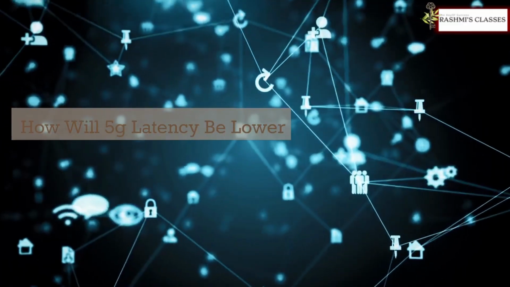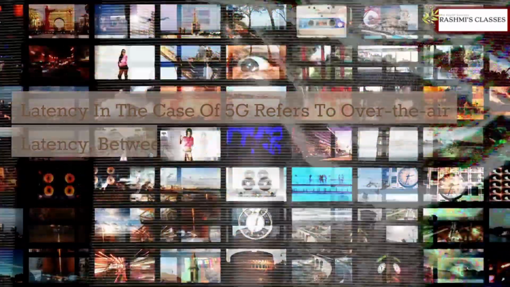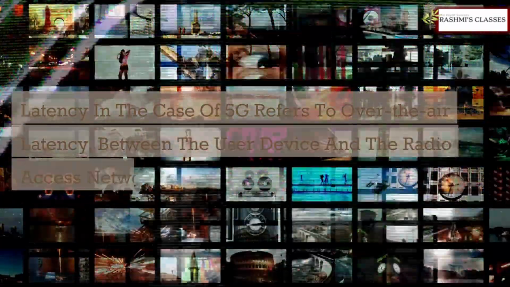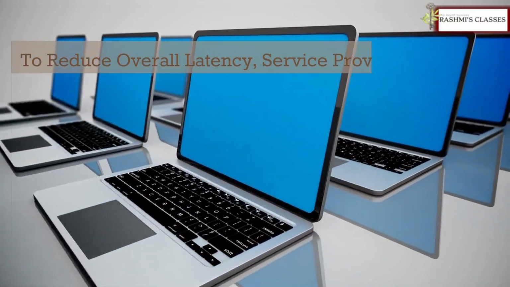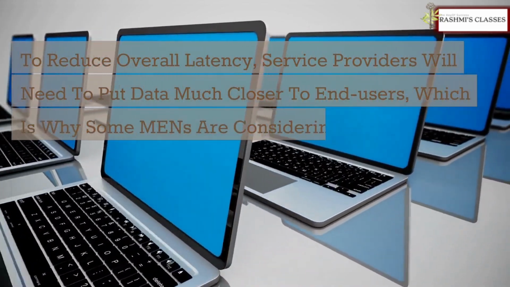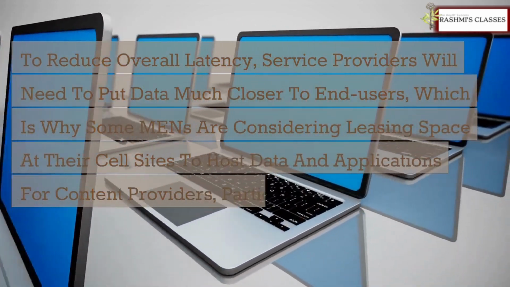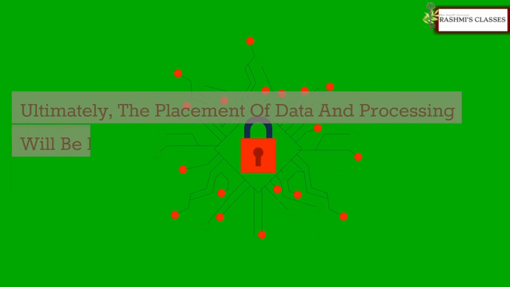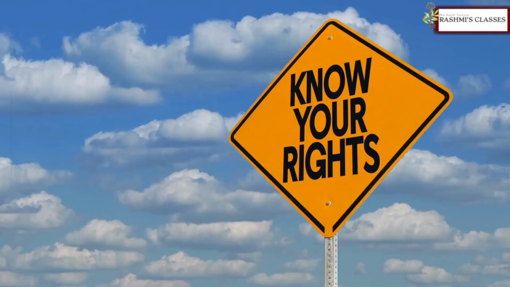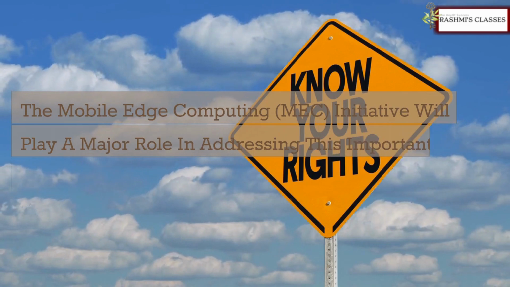Question 14. How will 5G latency be lower if processing is being done in the cloud? Answer. Latency in the case of 5G refers to over-the-air latency between the user device and the radio access network radio. To reduce overall latency, service providers will need to put data much closer to end users, which is why some MNOs are considering leasing space at their cell sites to host data and applications for content providers, particularly in large urban centers. Ultimately, the placement of data and processing will be determined by the supported 5G application. The Mobile Edge Computing (MEC) initiative will play a major role in addressing this important challenge.